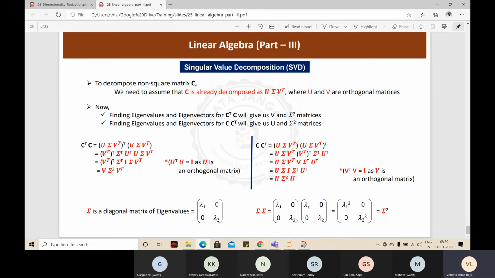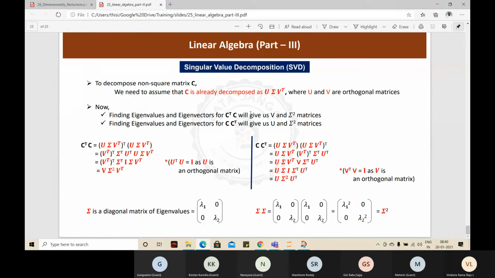When I say U is an orthogonal matrix and V is an orthogonal matrix, the columns inside U are all perpendicular to each other. The columns inside V are all perpendicular to each other, inside V only. That point should be strongly understood. So we are assuming that C is already decomposed.